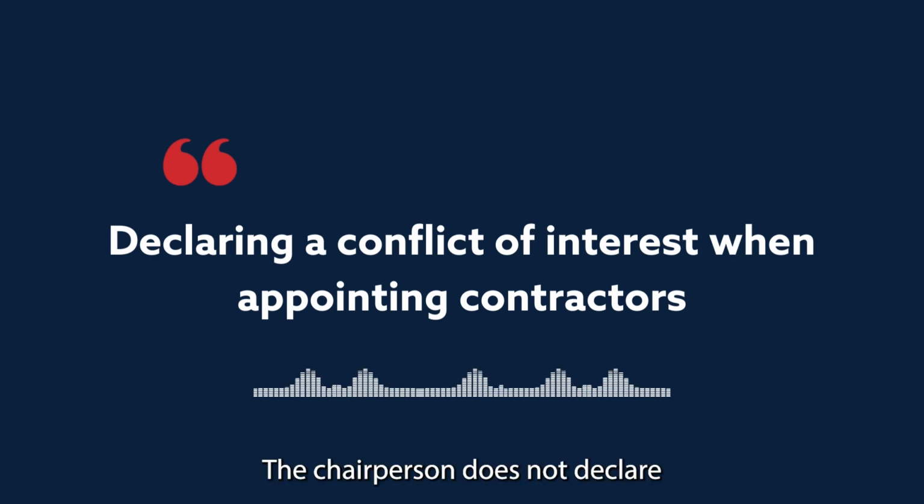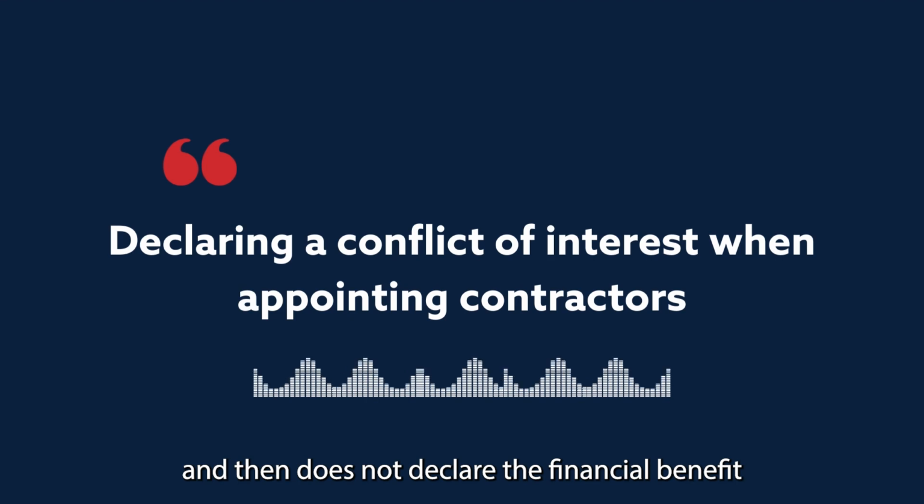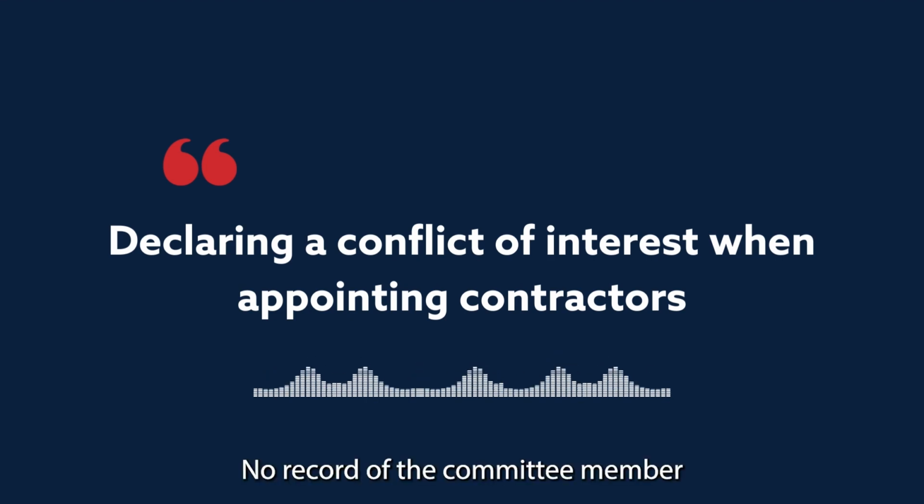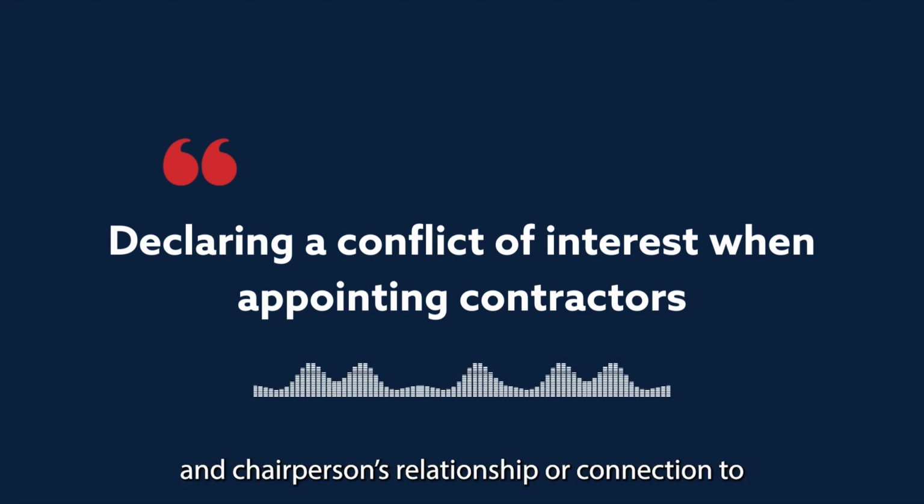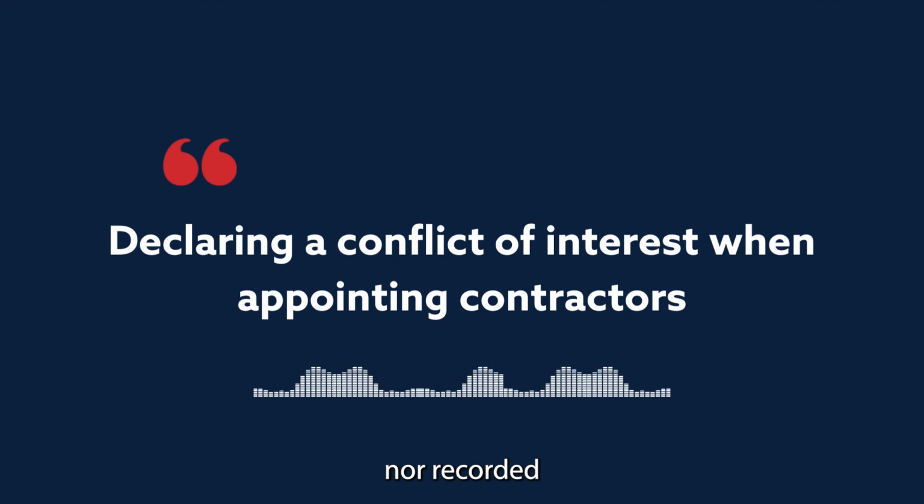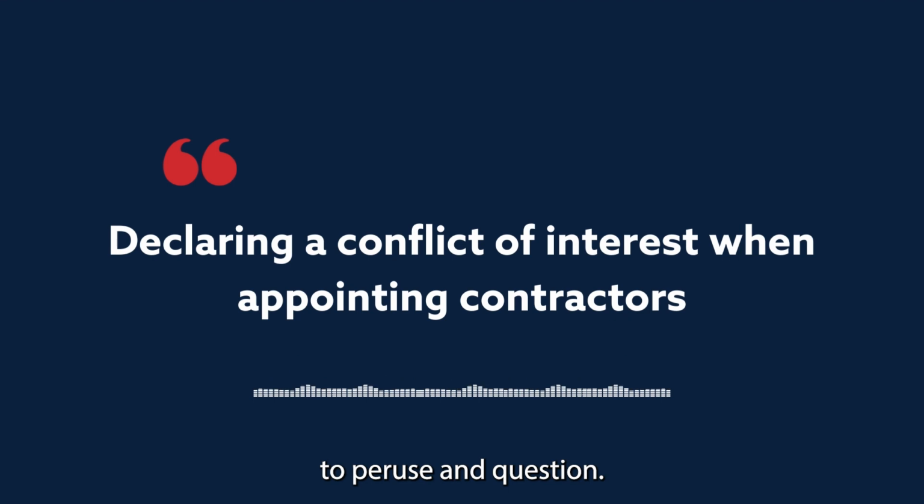The chairperson does not declare the conflict of interest by stating the business is owned by their spouse, and then does not declare the financial benefit they gain if this contract is approved. No record of the committee member and chairperson's relationship or connection to the business are stated in the meeting, nor recorded prior and circulated for owners to peruse and question.